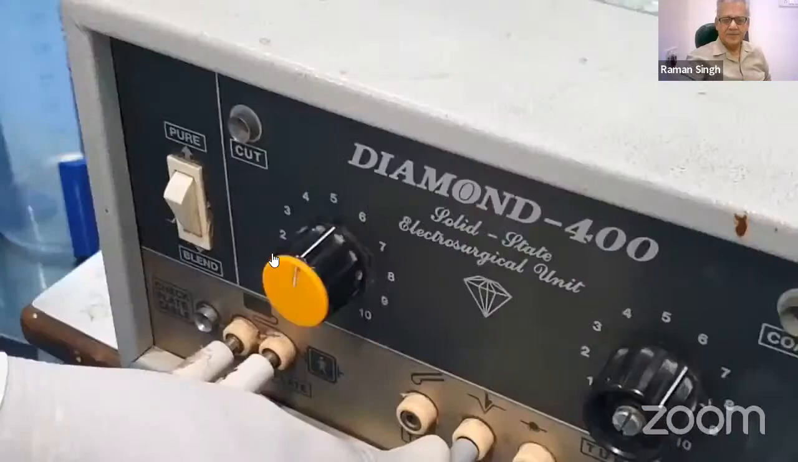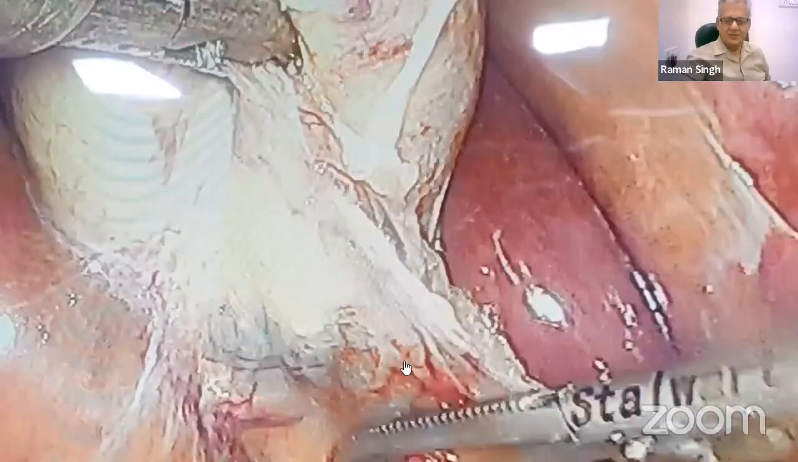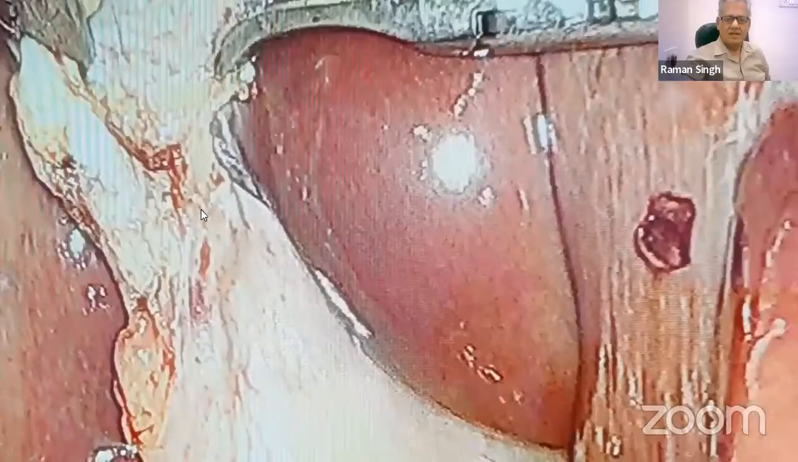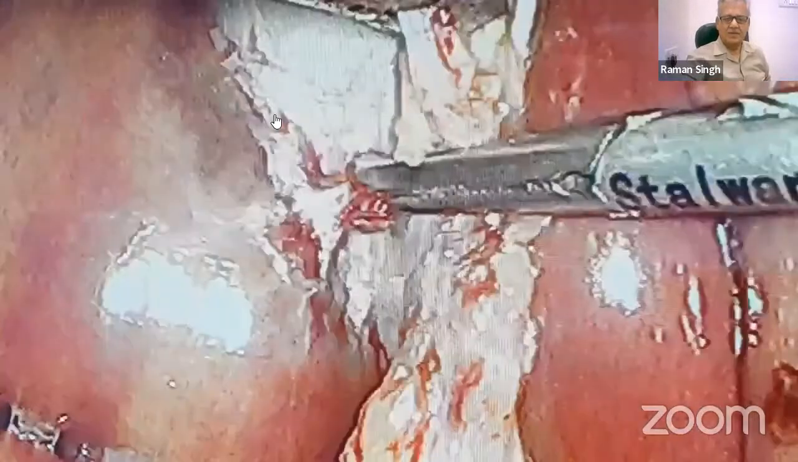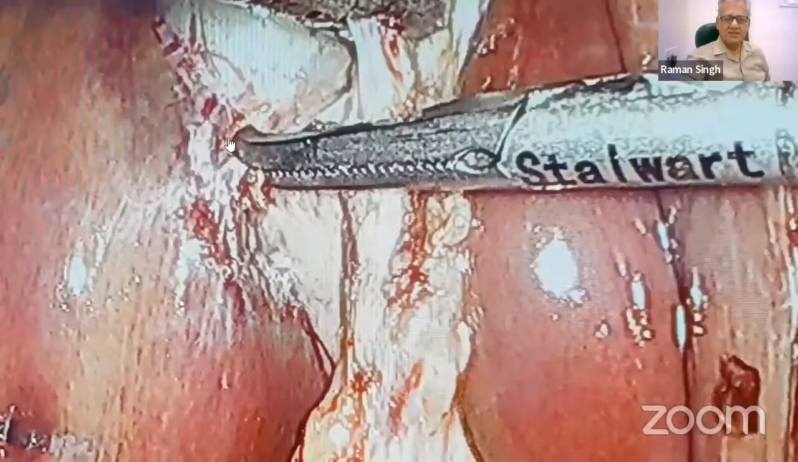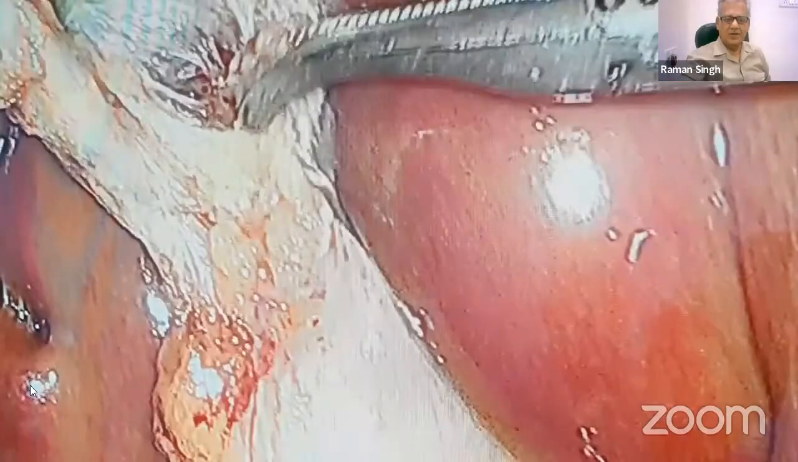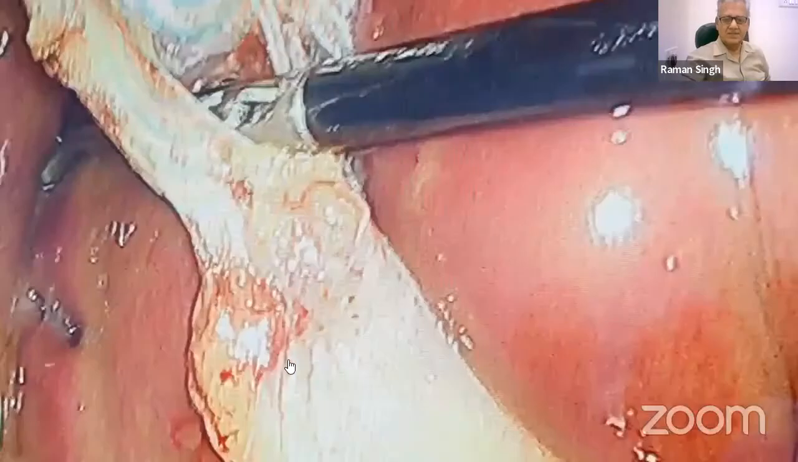So he is starting his dissection just above Rouviere's fissure. Now you see. After dissecting posteriorly, this is the same area. After dissecting posteriorly, anteriorly, the cystic duct and cystic artery are dissected. The peritoneal attachment of the lateral wall of the gallbladder is detached, and the gallbladder area is made free. The dissection always remains above the Rouviere's line. This is the CBD. This is the CBD.